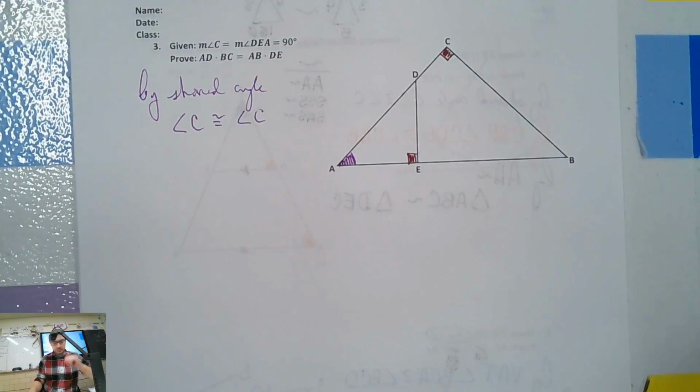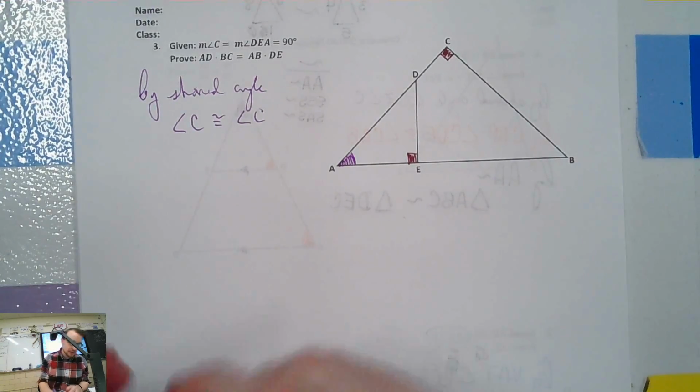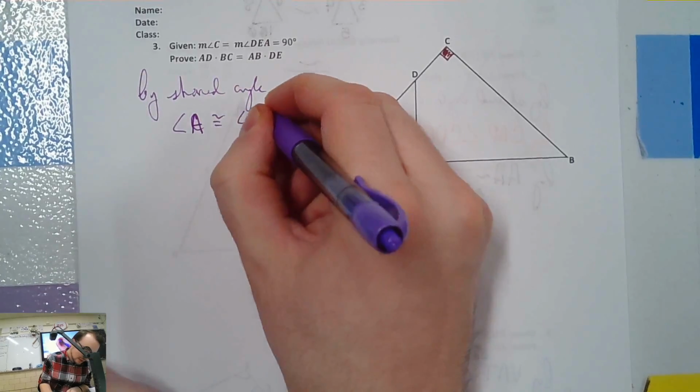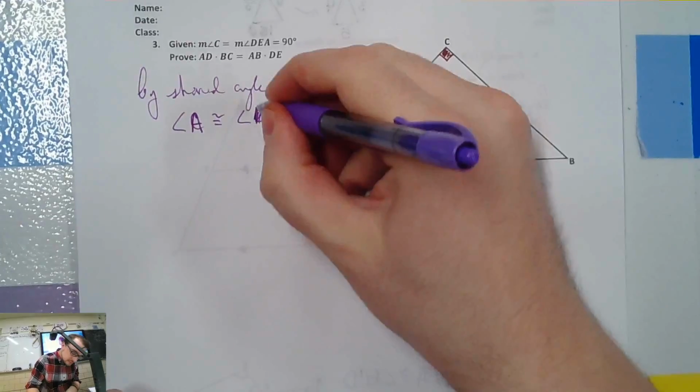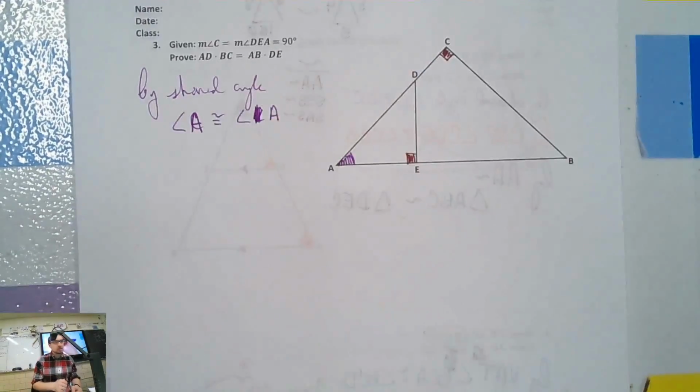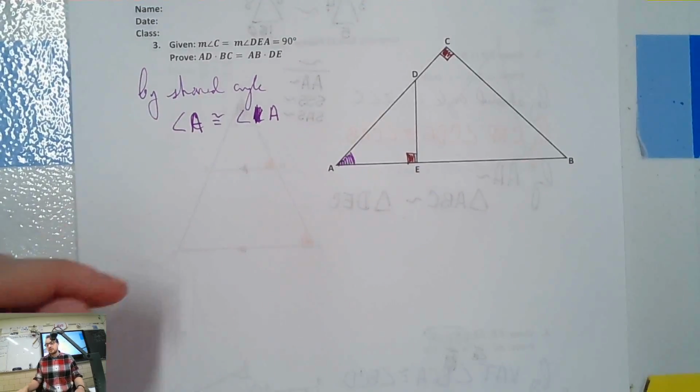We'll do another retake. Angle A. Letters are hard, guys. Sorry. Angle A, not angle C. I switched what they don't share. It's not angle C. They don't share angle C. They share angle A. Does everybody see that now?